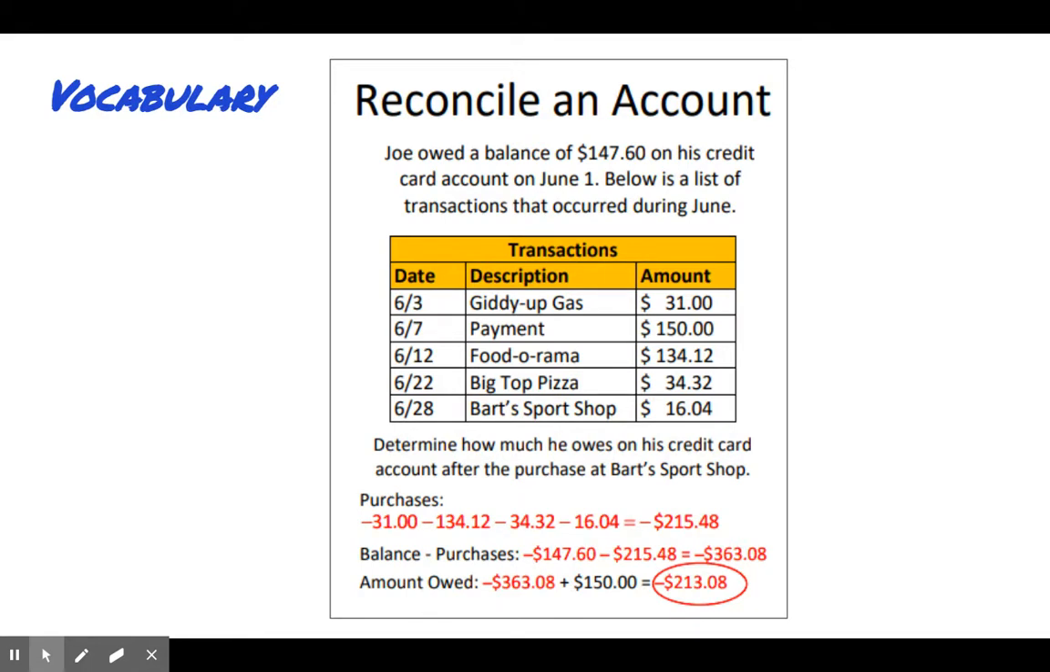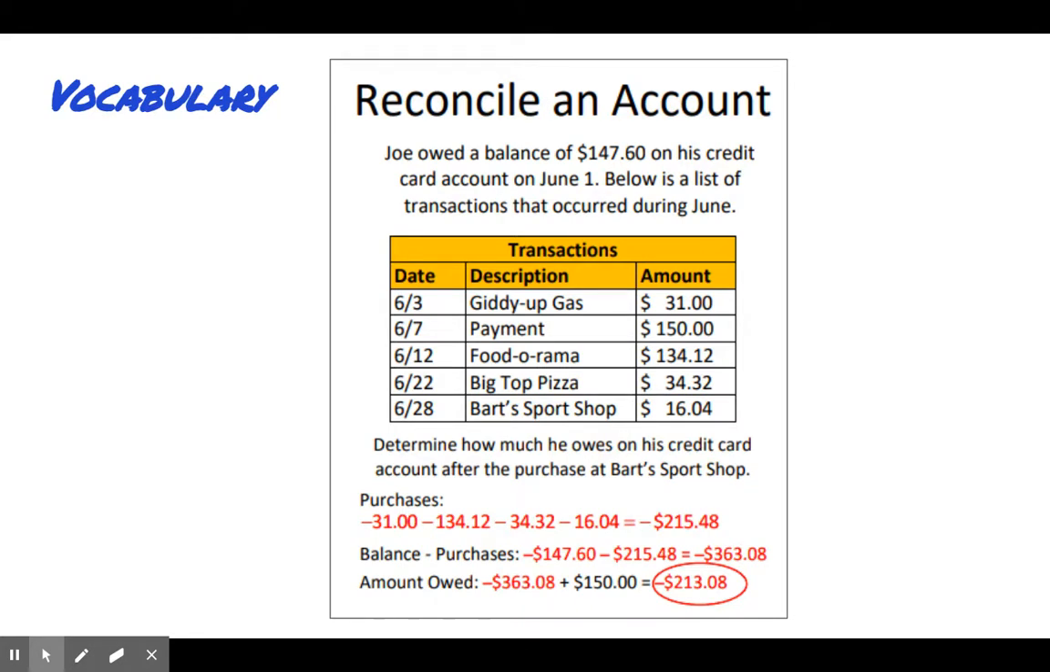So we're going to have an example right here. It says, Joe owed a balance of $147 on his credit card on June 1st. So anytime you own a credit card, you owe them money. So credit cards aren't like debit cards. Debit cards, that's your money. Credit cards is you're basically borrowing money from somebody else.